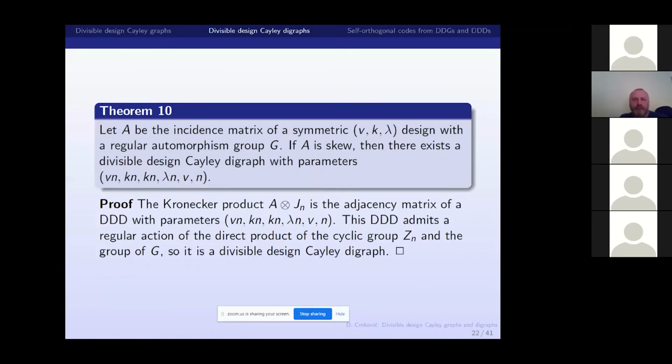Yeah, now in Theorem 10 we also have that obvious construction, as in the previous case of divisible design graphs. So if A is the incidence matrix of a symmetric weak lambda design with a regular automorphism group G, again A has to be skew, then there exists a divisible design Cayley digraph with parameters vn, kn, kn, λn, v, and n.